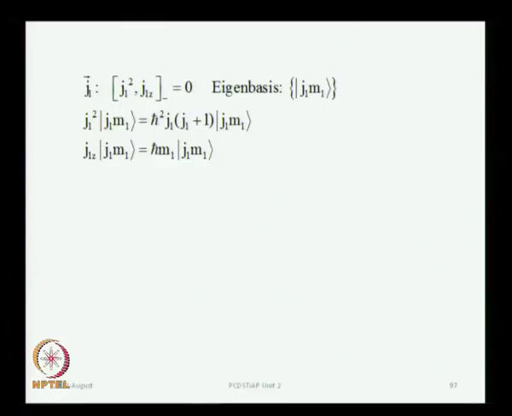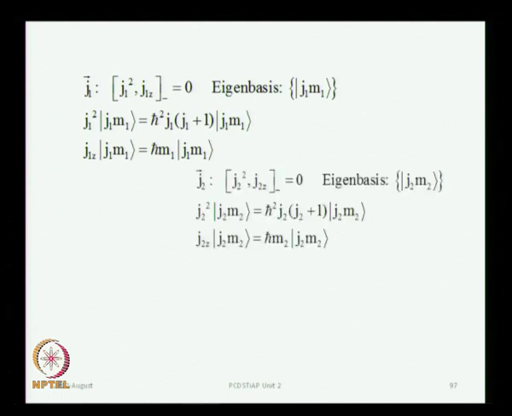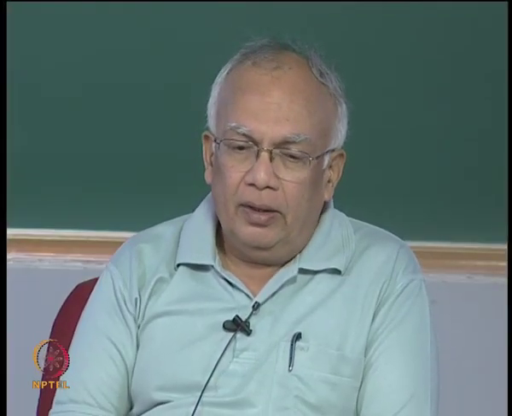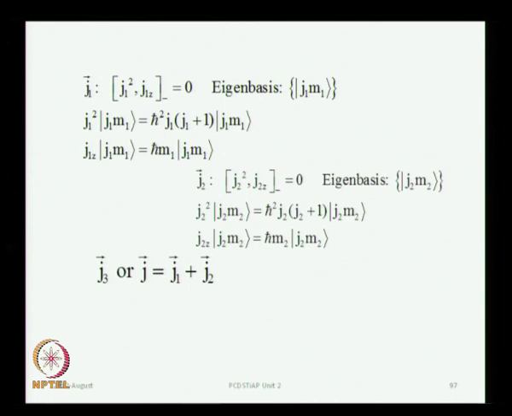So, you have got an eigenspace of J 1, which comes from eigenvectors of J 1 square and J 1 z, which can be simultaneously diagonalized. You have got an eigenspace of J 2, which is spanned by the simultaneous eigenvectors of J 2 square and J 2 z. And now, we introduce this composition, which is the addition of J 1 with J 2. You can call it J or J 3, it is the same, there is a third angular momentum, which is the final net angular momentum you get.